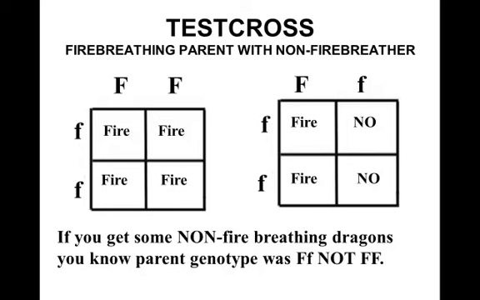If I get only fire-breathing dragons, I still really can't tell. I would have to do another test cross and get more offspring to make sure. This test is only a one-way test. It only can say, yes, I know that little f is there if I get offspring that show the recessive trait. It doesn't really prove for sure if you get offspring that show the dominant trait, because both kinds of parent genotypes can produce fire-breathing offspring.